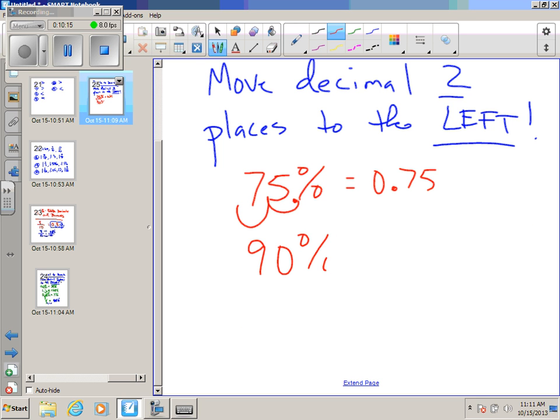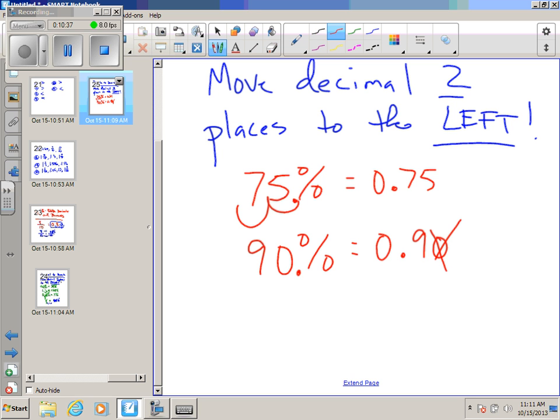90%. Again, if I don't see it anywhere, then there it is. 2 to the left, Edsel? 0.9, or you could have 0.90. That's okay. Remember, this last 0 isn't necessary, but if you put it, it's not going to be wrong.